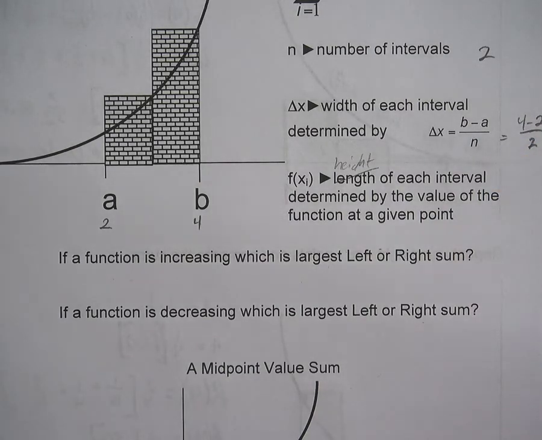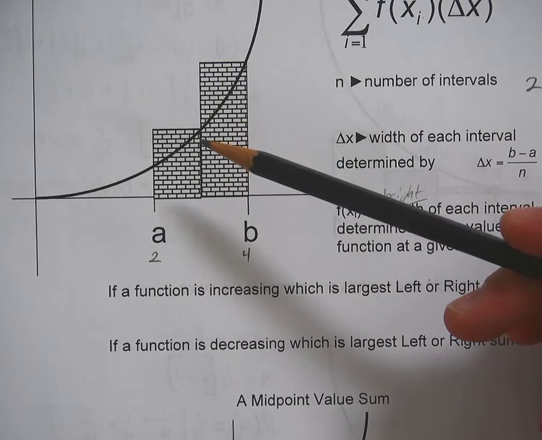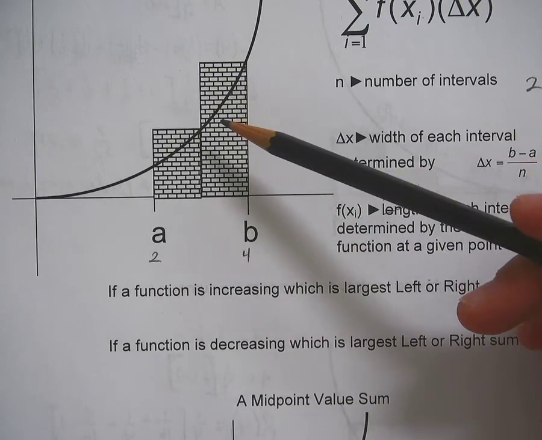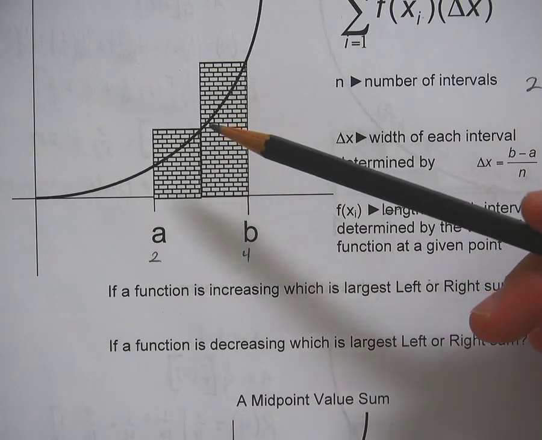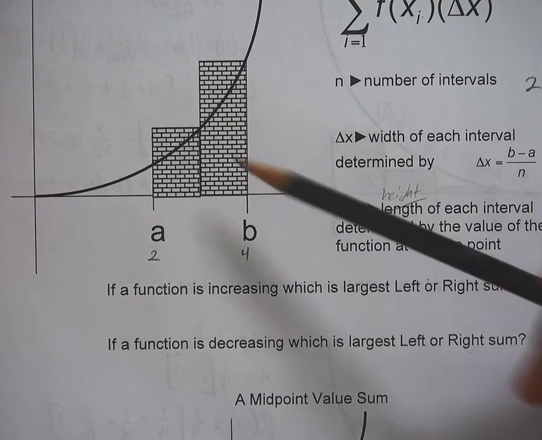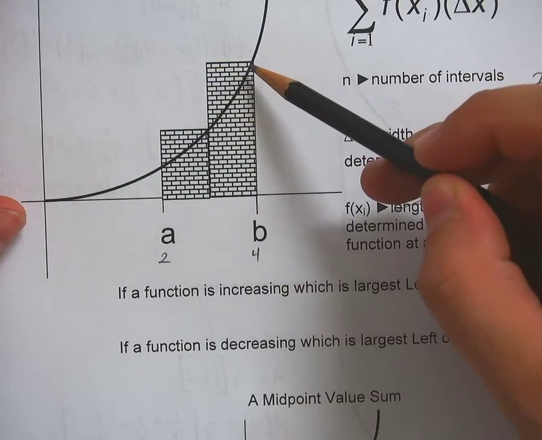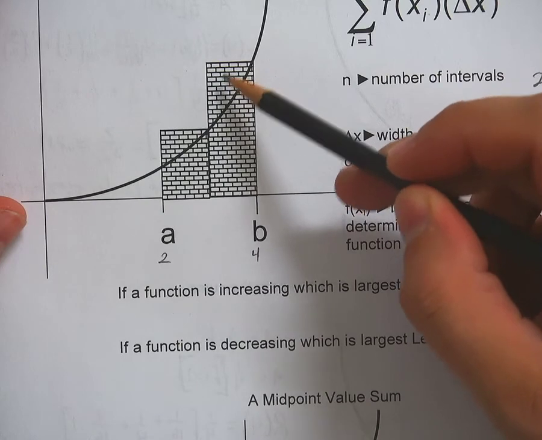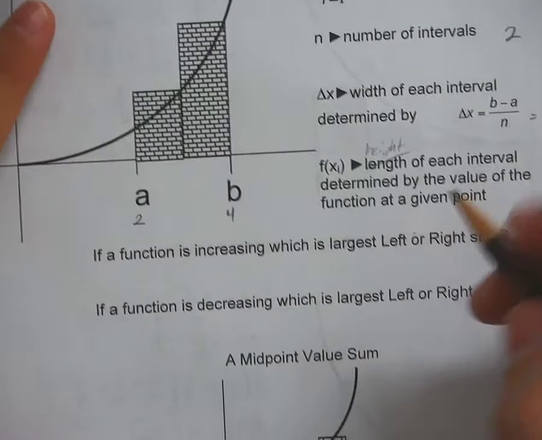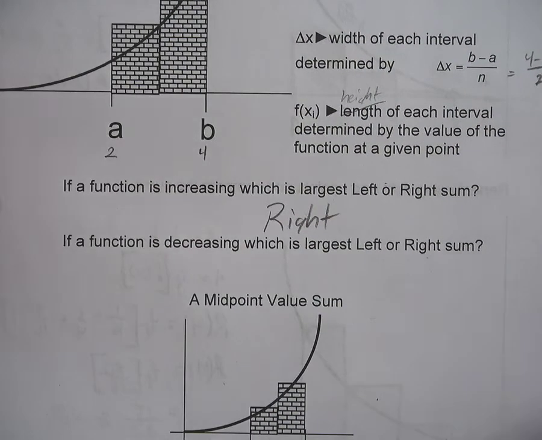So if a function is increasing, which is the largest, the left or the right sum? Well, here's an increasing function. Which one would be larger, the left or the right? This is the same function we had earlier. If it's increasing, then the largest sum is going to be the right-hand one. See how this right hand goes up and touches here, and we've got all this extra space right up in here? This extra space makes it an overestimate. So in this case, the right-hand sum is the largest.